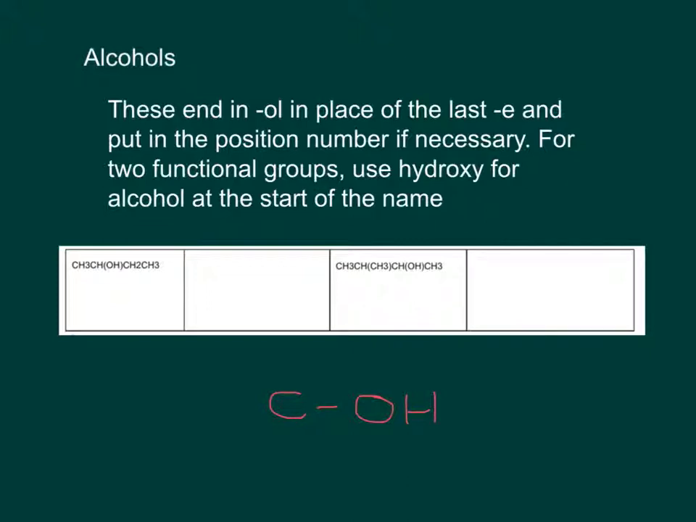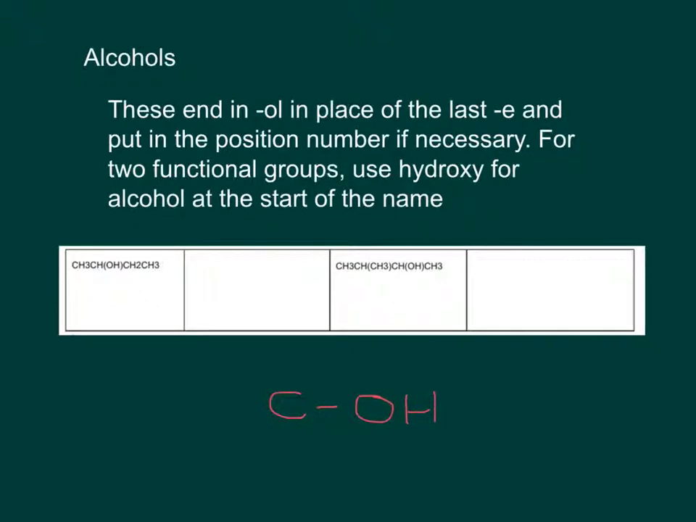If by chance you ever meet a molecule which has two different functional groups in it, then rather than having the O at the end, because you may want to end the name to tell the other functional group, you can use hydroxy at the start of the name to tell you where the alcohol is. So have a go at doing those two and see how you get on.